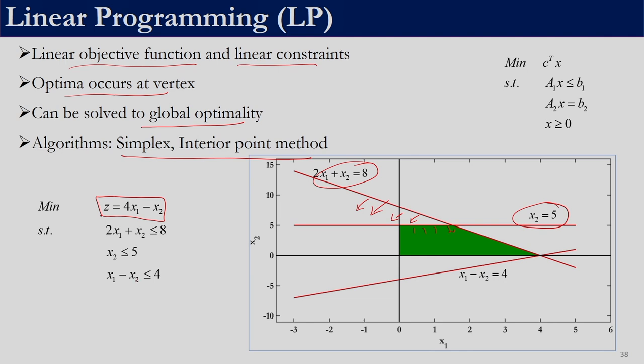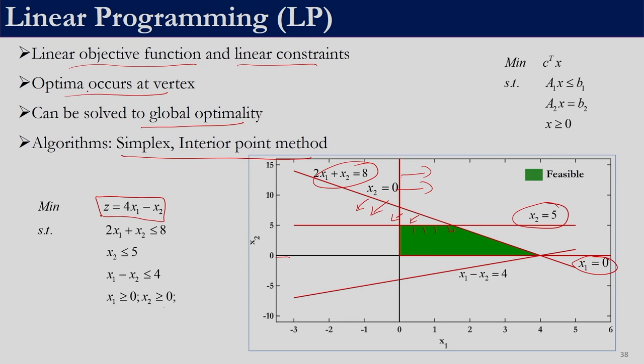Then we have the constraint x1 minus x2 less than or equal to 4. Again, we draw the line x1 minus x2 equal to 4, and we get this line. And then we have the bound constraints that x1 should be greater than or equal to 0 and x2 should be greater than or equal to 0. So these lines we obtain: x1 equal to 0, with the region to its right, and x2 greater than 0. If we look at all the constraints, this shaded region is the feasible region.